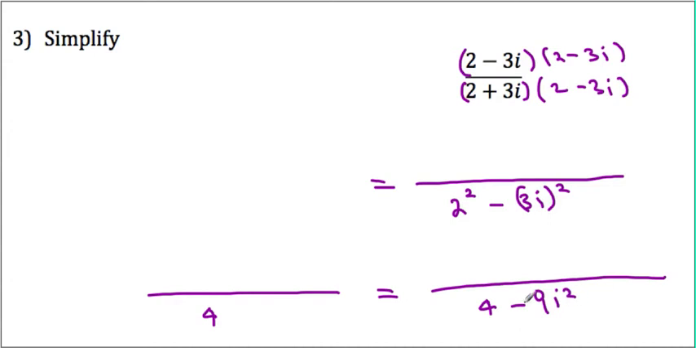i squared is equal to negative 1, so we end up getting 4 plus 9. Hence our denominator is equal to 13. Now how about the numerator?